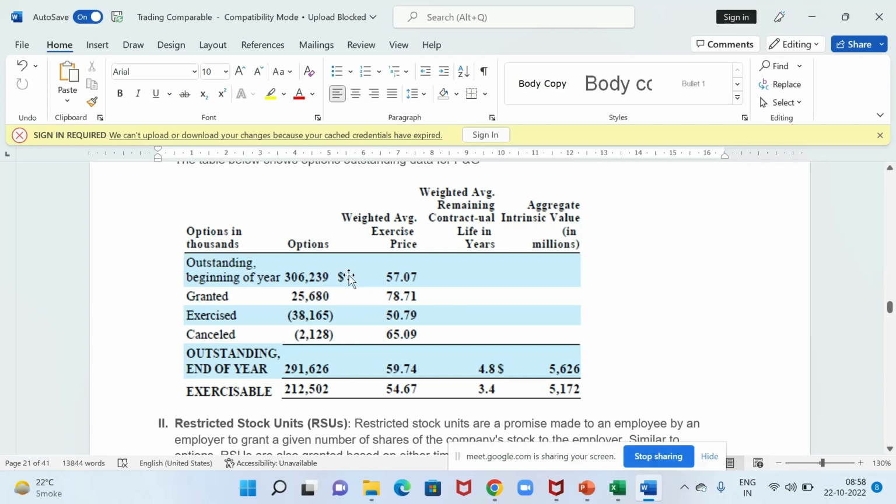If that breakup is not available, it is safe to use this weighted average exercise price, which is at the end of the year. This is the beginning: the company granted few, exercised few, cancelled few, and the resulting is the outstanding. So for our computation, we'll always use outstanding at the end of the year, because we might need to run that template on a weekly, bi-weekly or daily basis, and see where we stand.